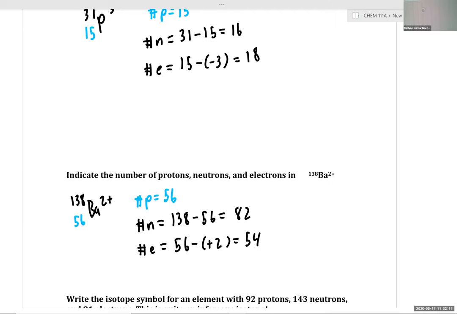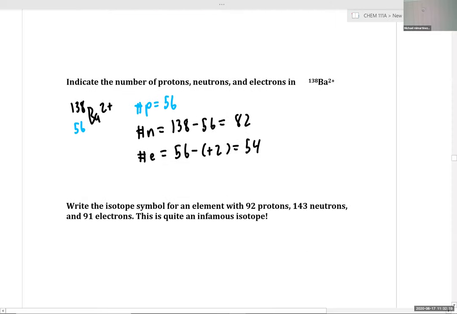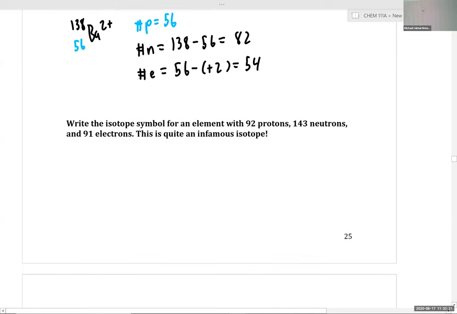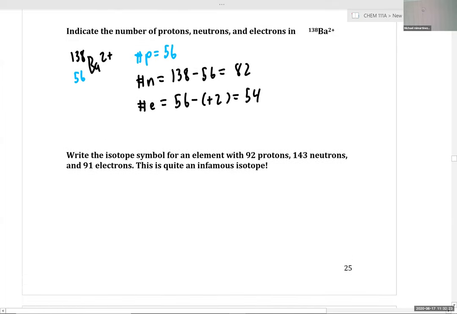So let's take this moment now and spend about a minute and a half to 2 minutes and try to propose and write an isotope symbol for an element with 92 protons, 143 neutrons, and 91 electrons. Let's try to select the correct isotope symbol and we'll discuss in about 2 minutes. And don't be shy to submit your responses via Canvas or via the chat feature.